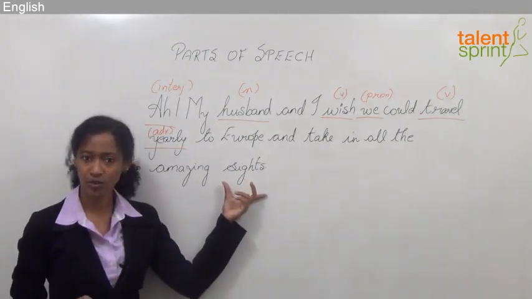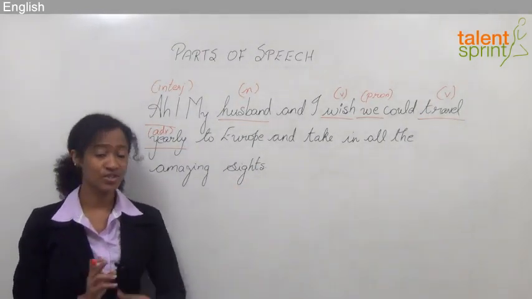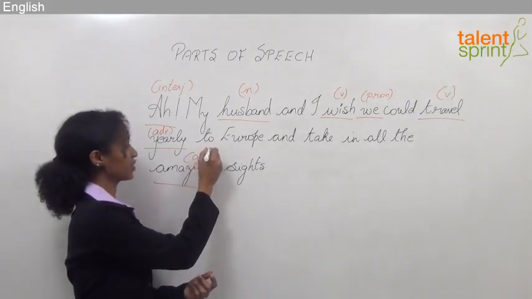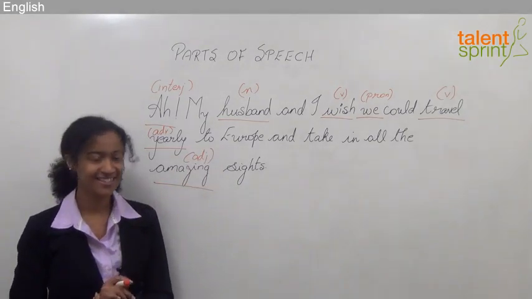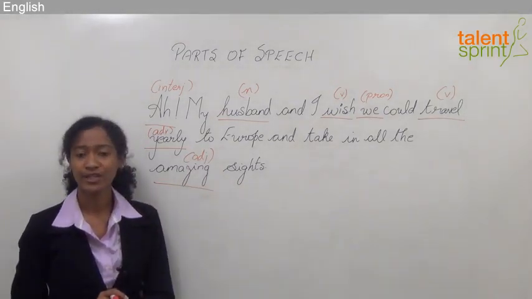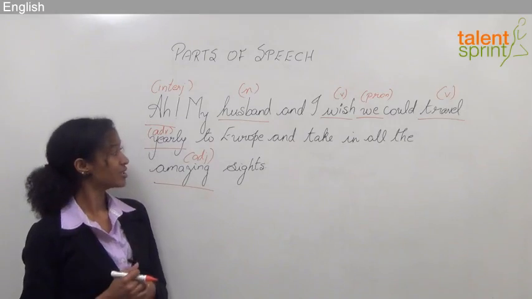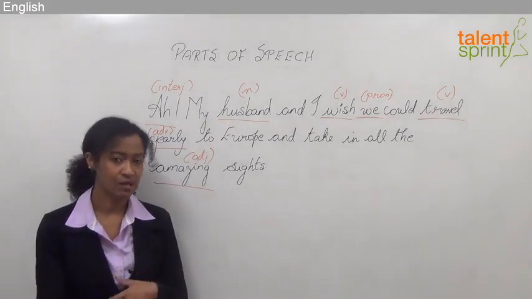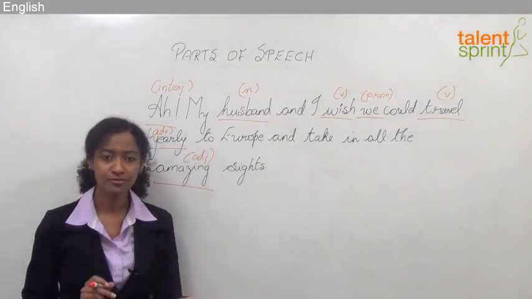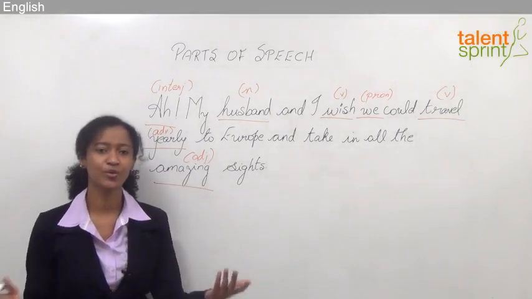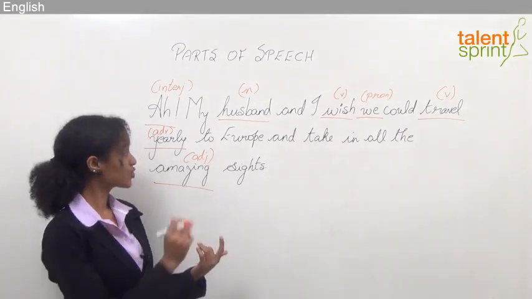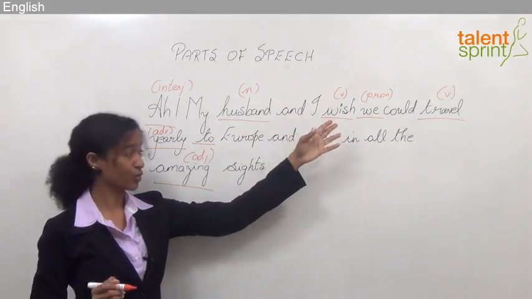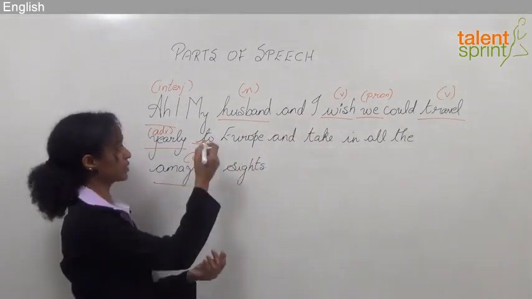Now sights is also another noun. So what sort of sights? Amazing sights. This is our adjective modifying the noun sights. And then we need to look for our preposition. So what's our preposition? Preposition shows relationship between noun and noun, or pronoun, or noun and a pronoun to other words in the sentence, right? So to is our preposition showing the relationship between the pronoun we and Europe, the noun.